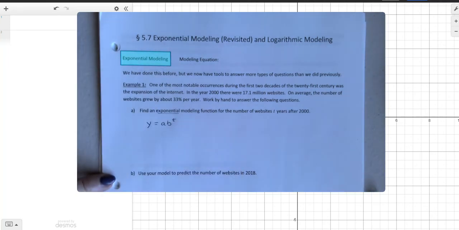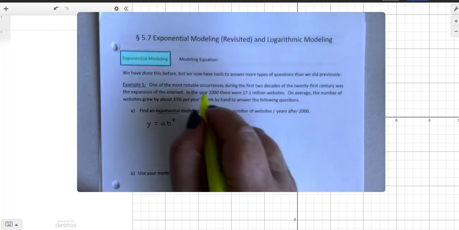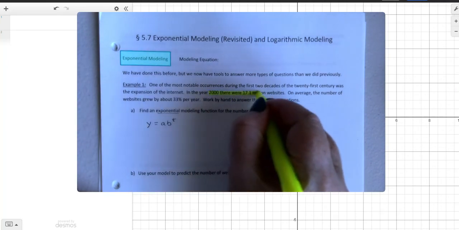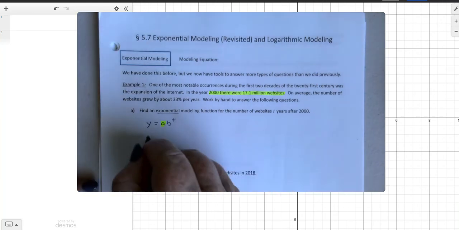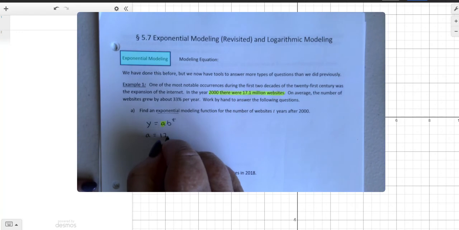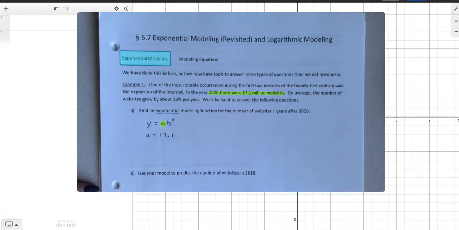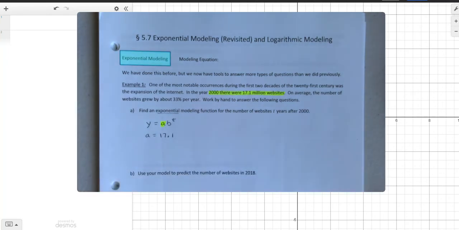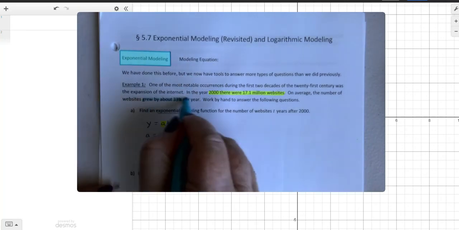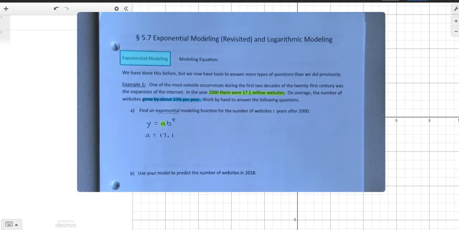Now my a value is always the starting amount. And in this case, we knew that in our starting year, 2000, there were 17.1 million websites. So I'm thinking we can go with a as 17.1, assuming we're doing this in millions. And then the b is what incorporates that relative rate of change. We know that the websites grew by about 33% per year.